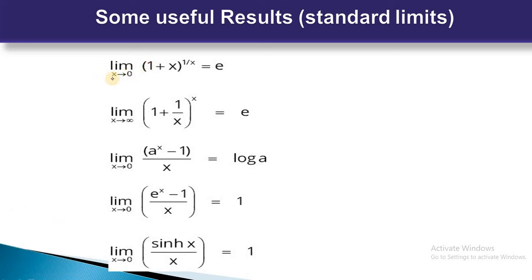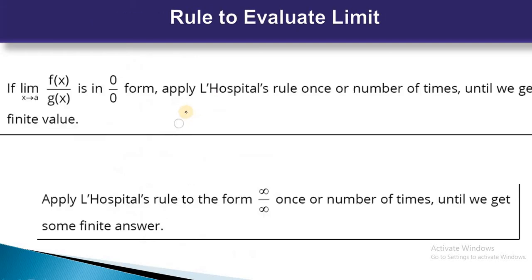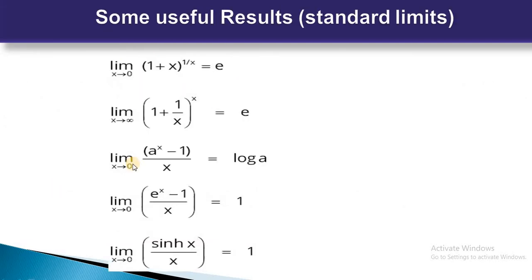Limit as x tends to 0, (1 plus x) raised to power 1 by x is e. Limit as x tends to infinity, (1 plus 1 upon x) raised to x is e. Then limit as x tends to 0, (a raised to x minus 1) upon x is log a. Limit as x tends to 0, (e raised to x minus 1) upon x is 1, and limit as x tends to 0, sin hyperbolic x upon x is also 1.